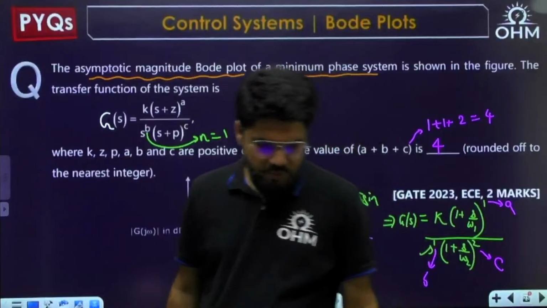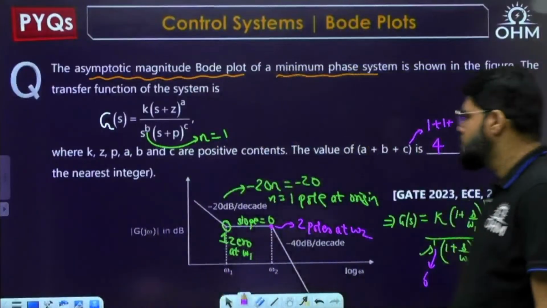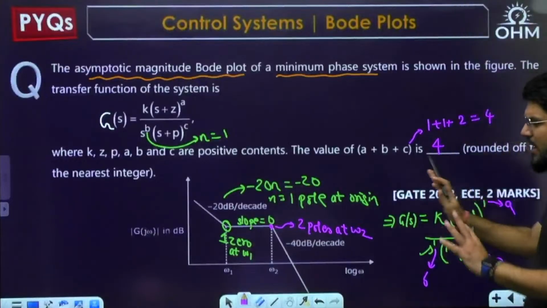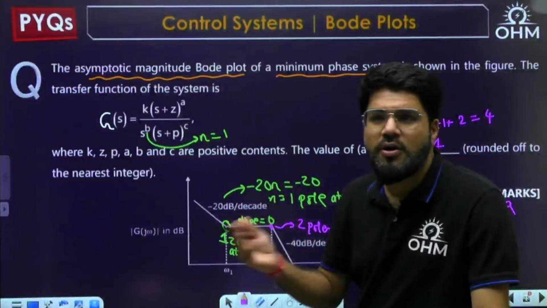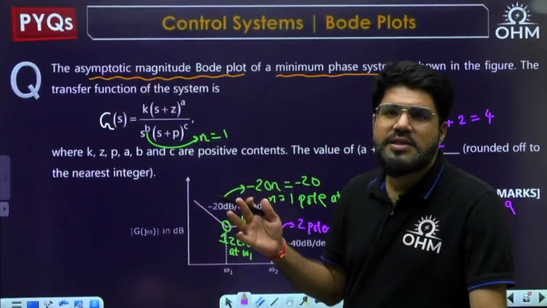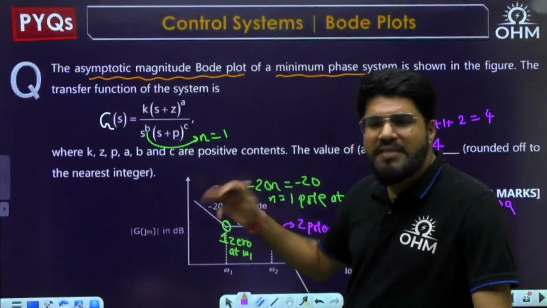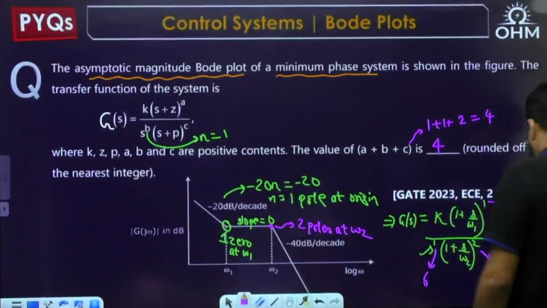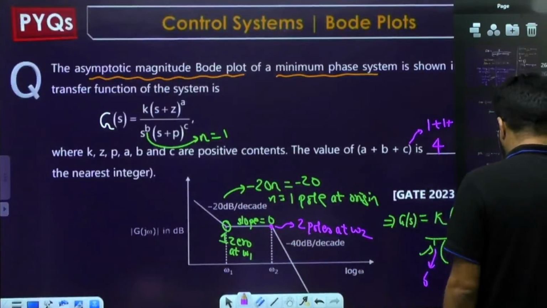All right, let's move ahead to the next question. Let's take up another variety. This was the same transfer function analysis, finding the corner frequencies of poles and zeros and the initial slope, but finally converted to a NAT format, numerical answer type format.